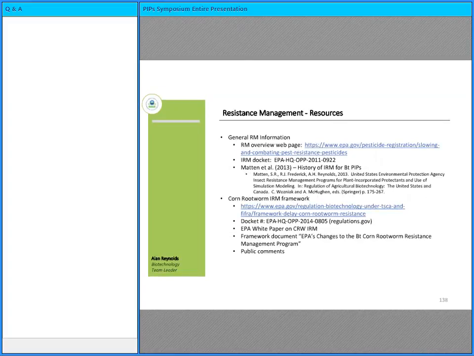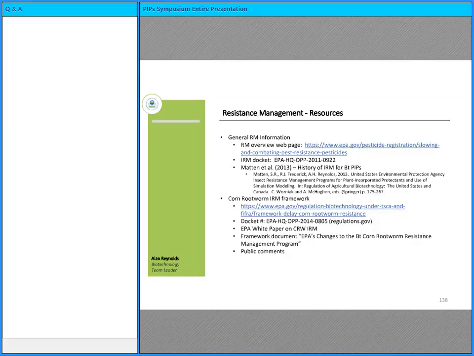Okay, so on this last slide, I just included some resources. There's some general resistance management information, including a URL that has an overview of the agency's resistance management strategies, and that's not just for BT PIPs, but also for conventionals and also herbicides as well. There's an IRM docket that contains general IRM information. It also contains reviews that the agency has done of resistance monitoring and compliance data and other pertinent information.